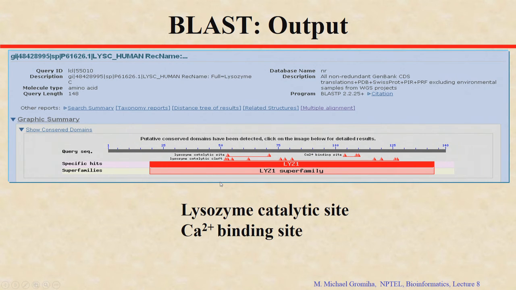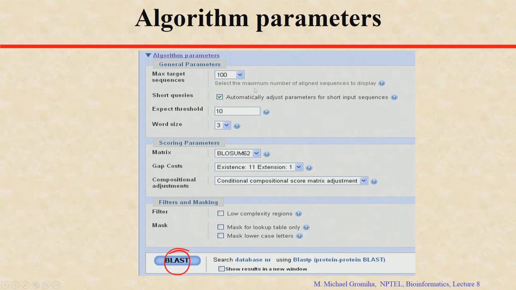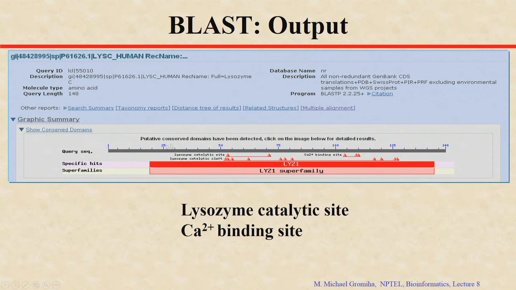We give the input, here the sequence, and either we give a sequence or a number, or you have the option to upload a file. We select the database, and this is the algorithm you want to perform, and then we give the parameters, the BLOSUM matrix and other parameters we set, and if you click BLAST it will give you the data. Here this is your query sequence, 1 to 148.